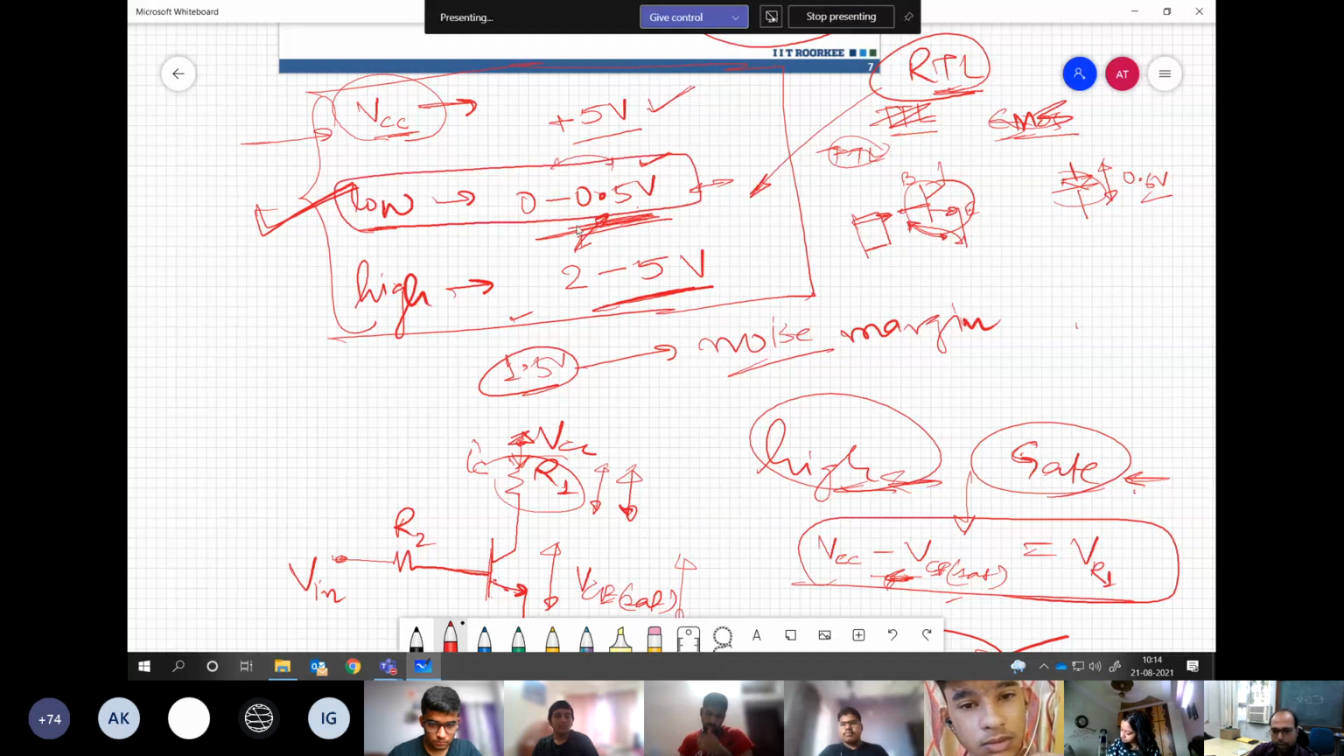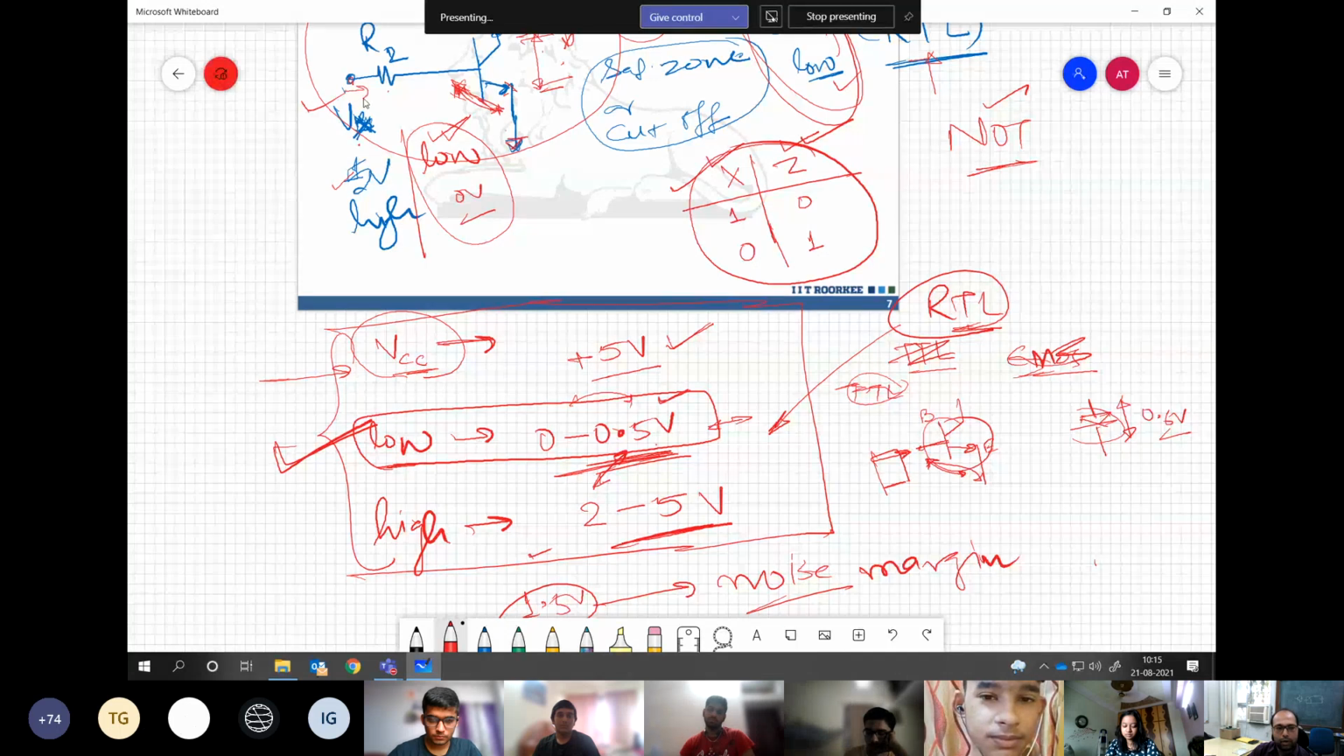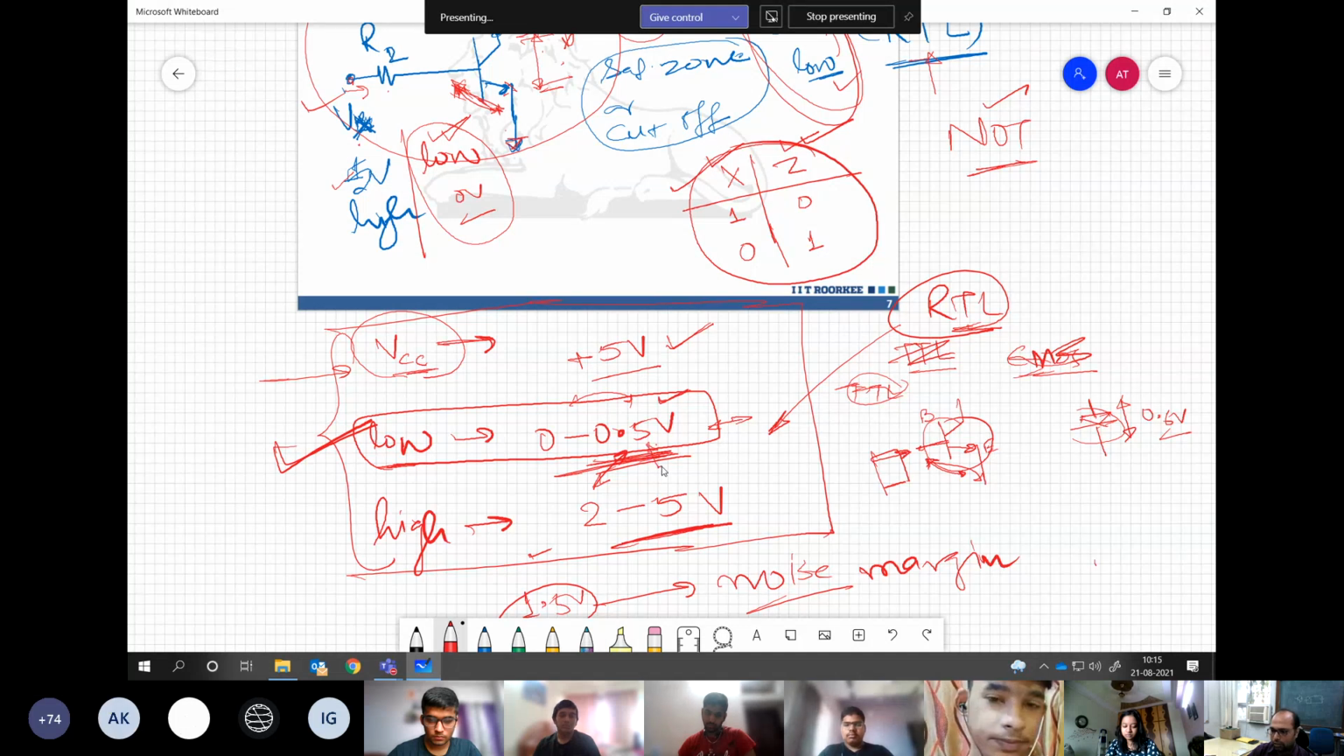So why is it so? Because we have the base emitter diode which may break down after 0.6, or when we are keeping this voltage at 0.6. So we have to ensure that this junction is not forward biased whenever we are giving any voltage at this Vx, if we want to keep the device in the cutoff zone. So that is why we are restricting our maximum voltage up to 0.5 for the low logic. Am I clear up to this point?